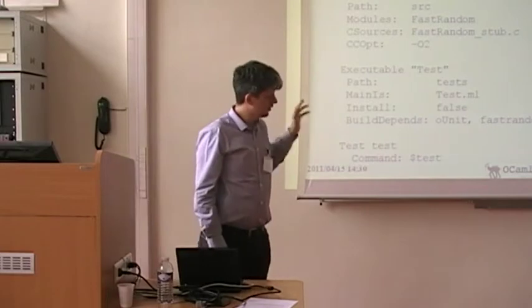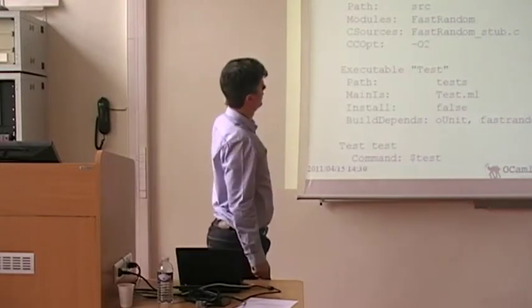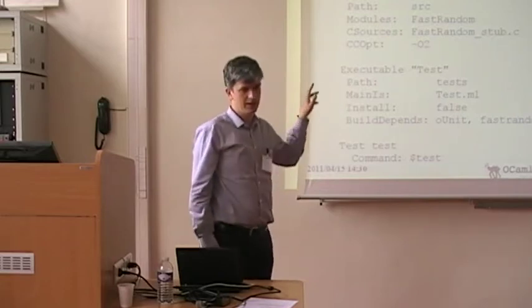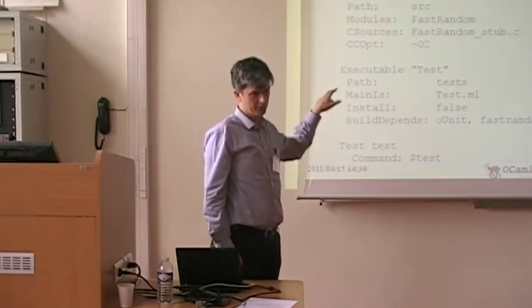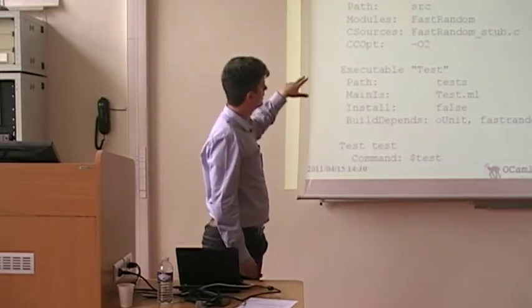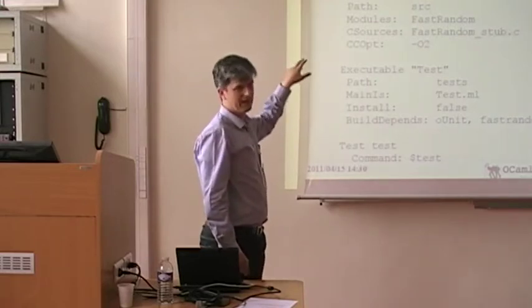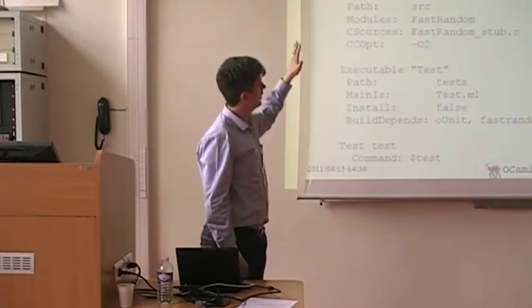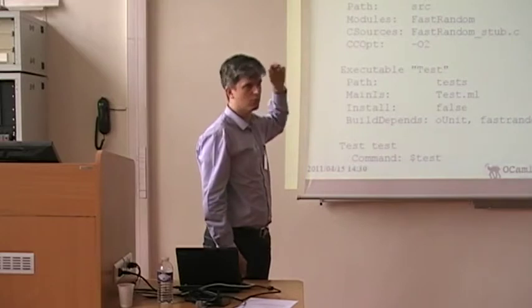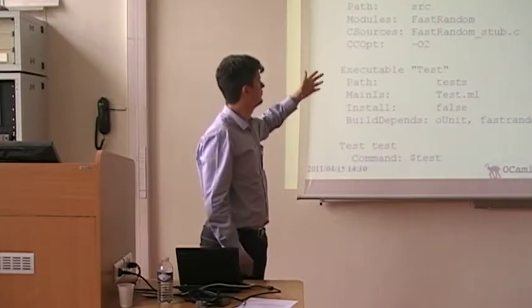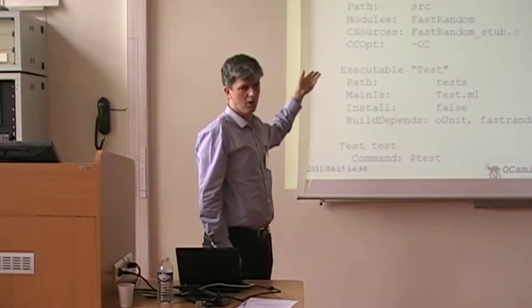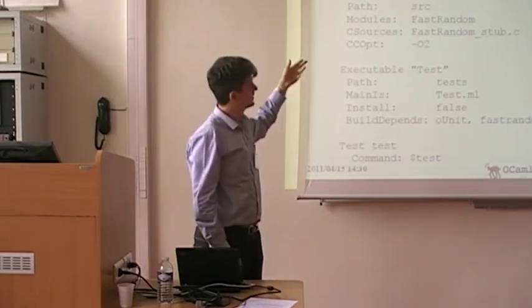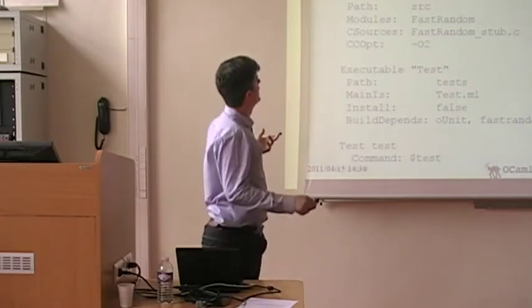OASIS-DB is based on an _oasis file. An _oasis file is something that you put in your source code, which is used to generate your build system. You can use it or not, but it's very useful when you want to create projects. I use it for most of my own projects. It's quite maintainable, it's quite readable.